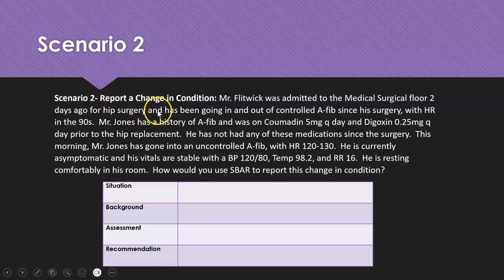I want you to find out complications of hip surgery, and you got most of the vital signs and stuff, and he's asymptomatic, but the heart rate is 120 to 130. I wondered why. Look at the Lenoxin and find out what the Lenoxin is supposed to do. He is currently resting, respiration 16. So here's your situation, background, assessment, recommendation.